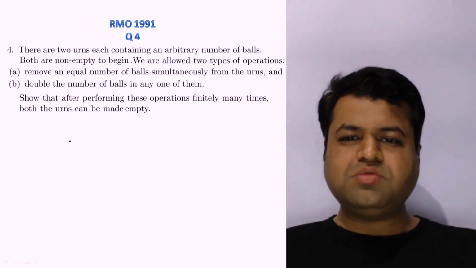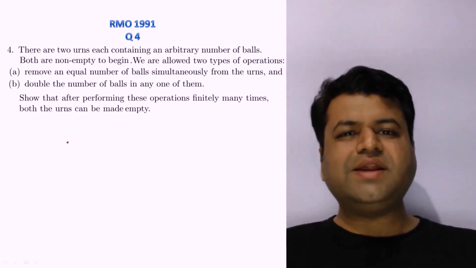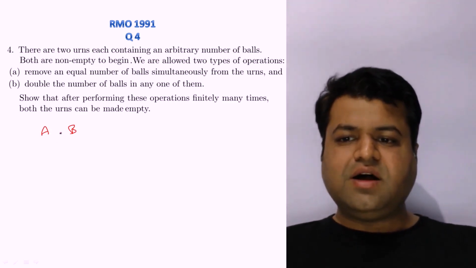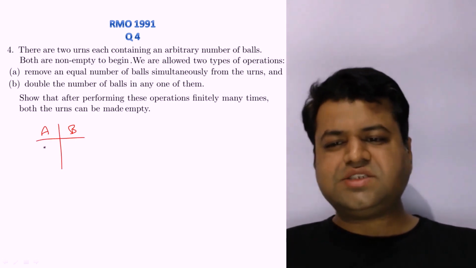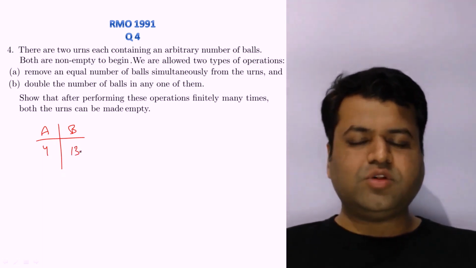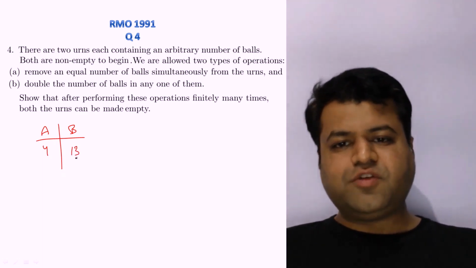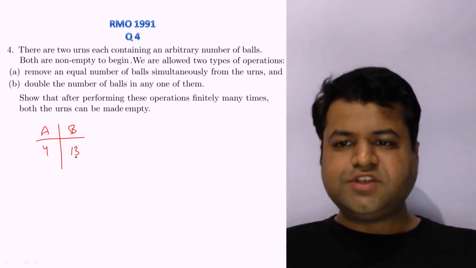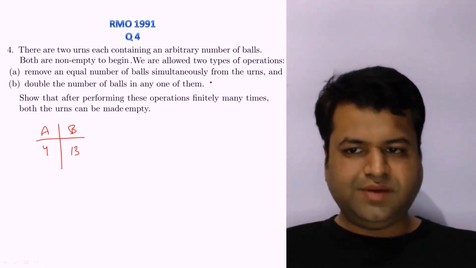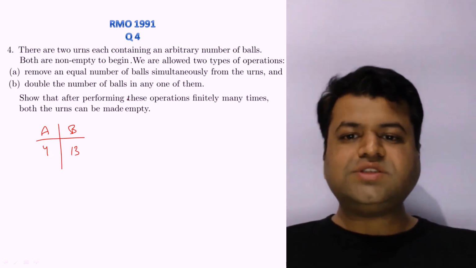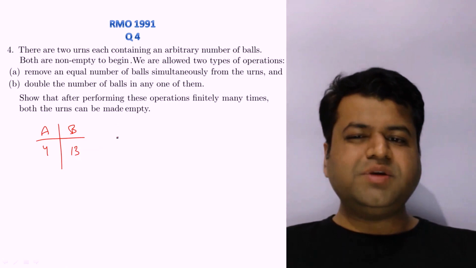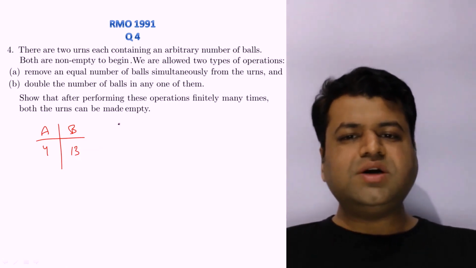So let's try to figure out what this question is saying by taking some examples. Let's say there are two boxes A and B. Our first box contains some random number of balls, let's say 4, and box B contains, let's say, 13 balls. We can do only two types of operations. First, we can remove an equal number of balls simultaneously from the urns. Second, we can double the number of balls in any one of them. Finally, our aim is that after performing some finite steps, we need to empty both the urns.